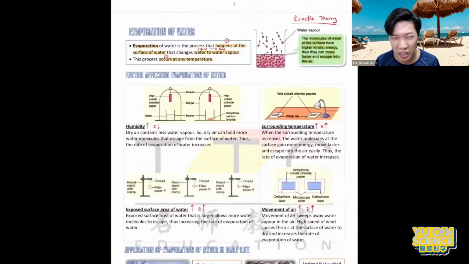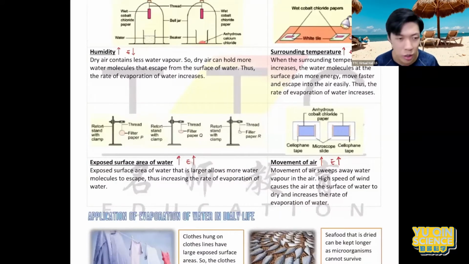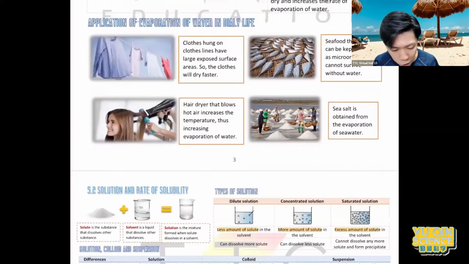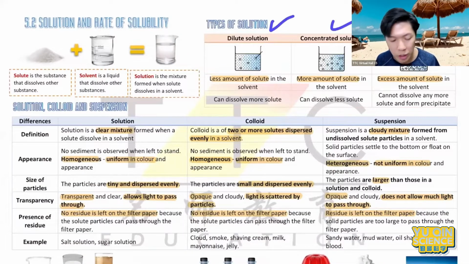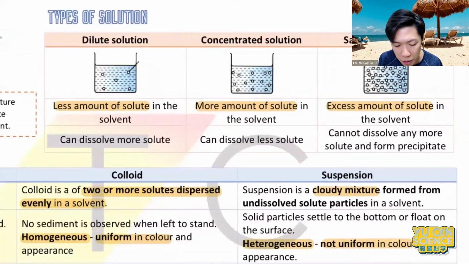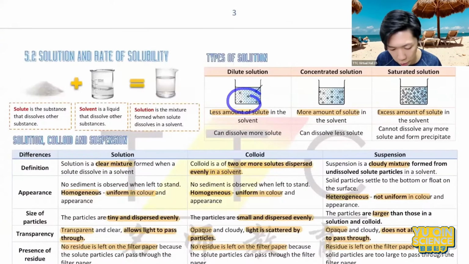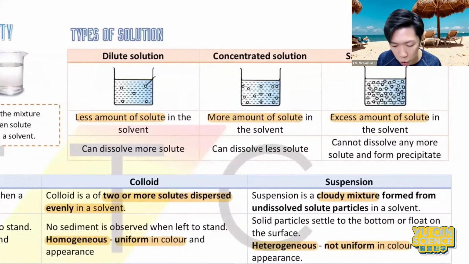Evaporation has 4 factors: humidity, surrounding temperature, movement of air, surface area. This one you learn in primary school also, so not a big deal. Then followed by your solutions, rate of solubility. We have 3 different types of solution: dilute solution, concentrated, saturated. We always fix the solvent, the liquid, but it's whether we add more solute or not. Dilute solution means we add little solute, so it's diluted. Concentrated is more, saturated is excess, like maximum, you cannot add anymore.